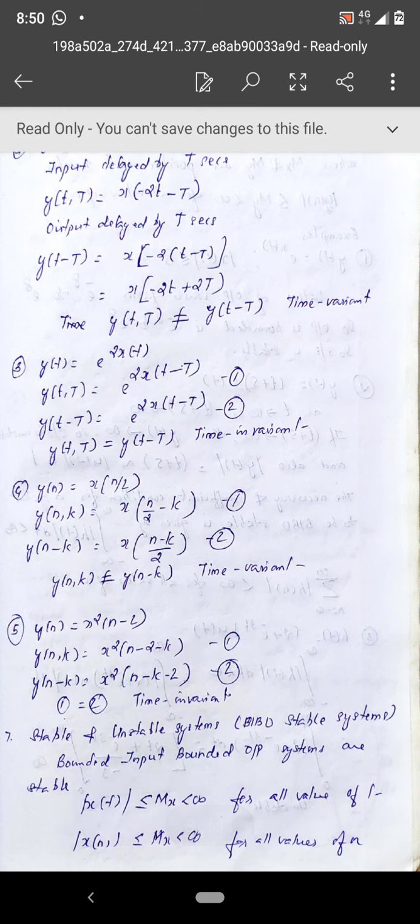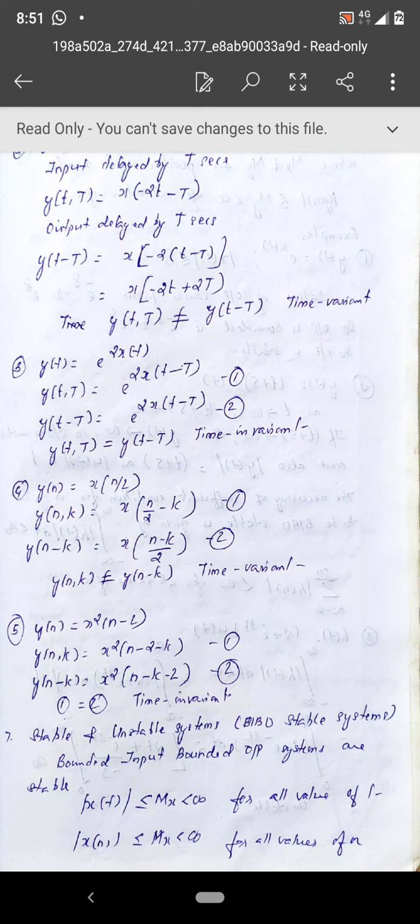In the same way, example 4, that is, y of n is equal to x of n by 2. First you delay the input by k samples. That is, x of n by 2 delayed by k samples is x of n by 2 minus k. That is equation number 1, which is given by y of n comma k. And then you delay the output by k samples.